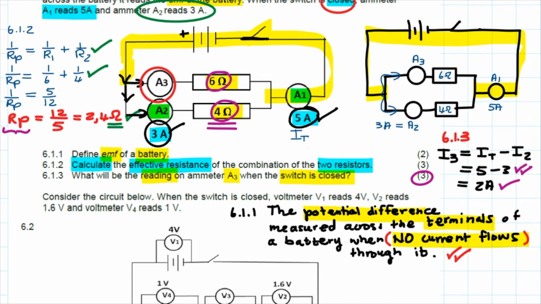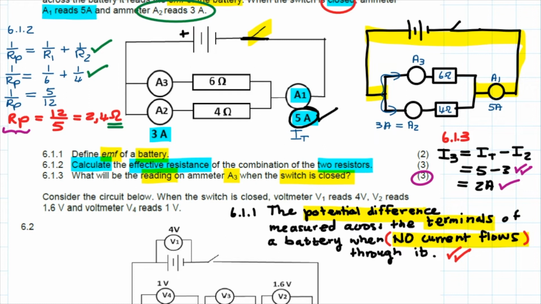Now, what is interesting to take note of is the fact that A3, which is measuring the current through the 6 ohm resistor, has a reading of 2 amperes, while that going through the 4 ohm resistor is 3 amperes.